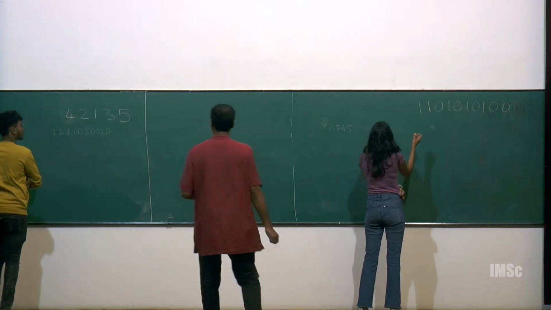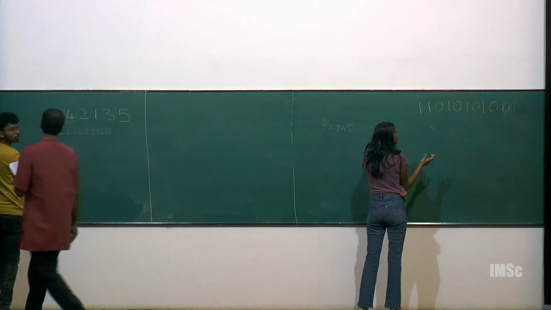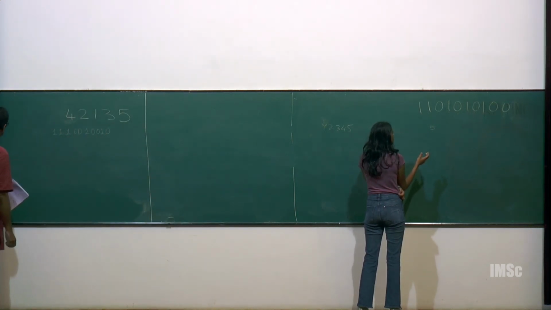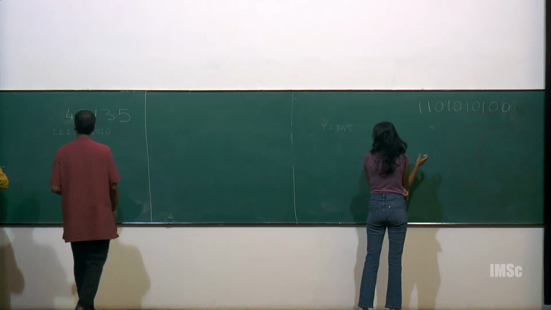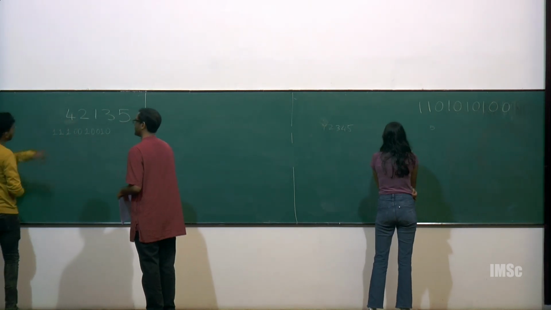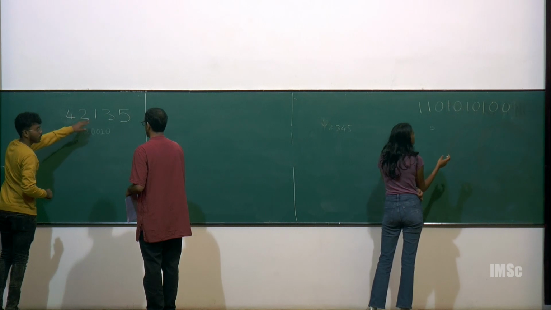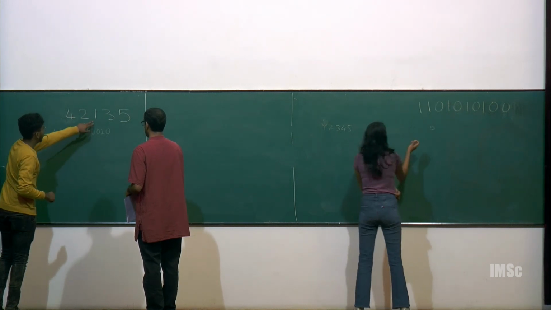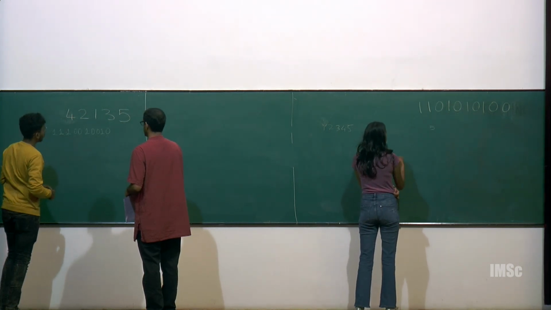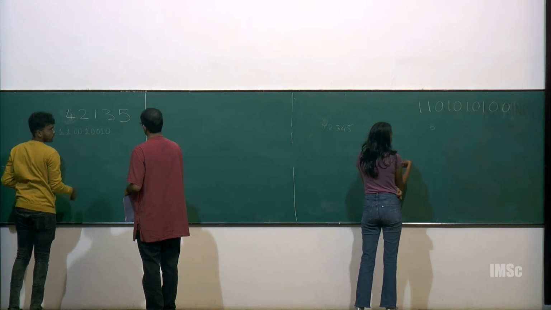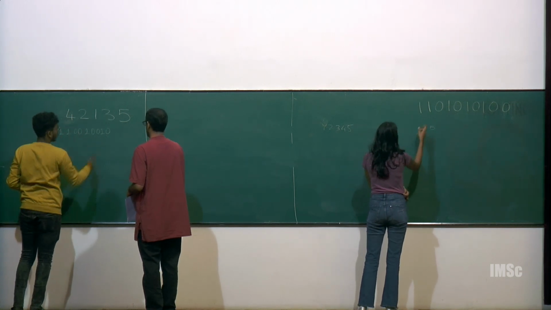Okay. So let's see, 4, 2, 1, 3, 5. What's your sequence of pushes and pops? You already have it. Let's see, how did you get this? First I pushed this one. For this one I did 3 pushes and 2 pops. And then I pushed this one and popped this one. And then I popped this one. And then pushed in.